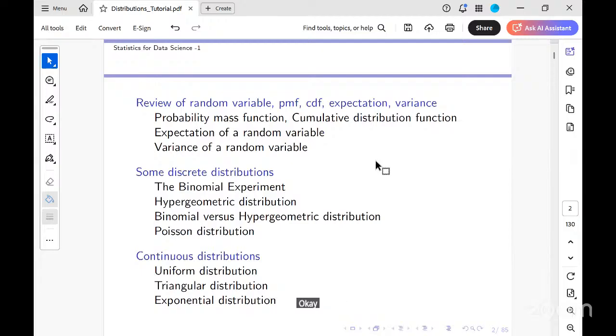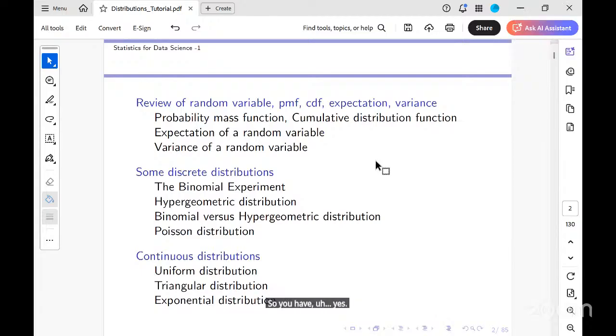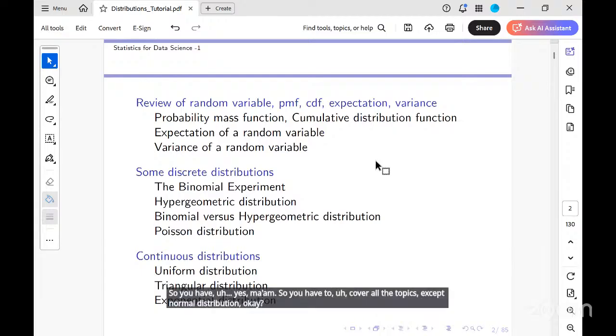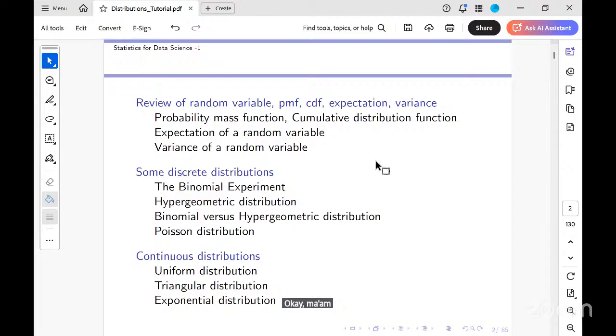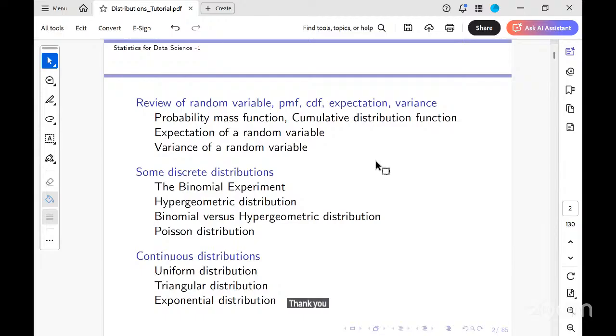Ma'am, in week 12, only 12.1 to 12.4 will occur in the examination? Prerna, can you answer that question? Yes, ma'am. So you have to cover all the topics except normal distribution. You can just leave the normal distribution, else you have to study. So it's only normal distribution that will not be part of the end term exam, right? Yes. All right, thank you.